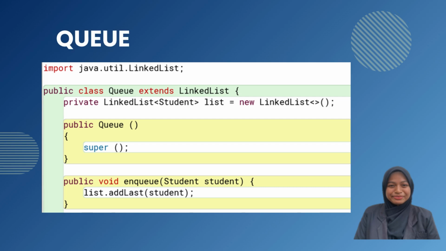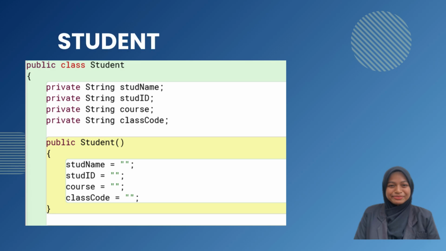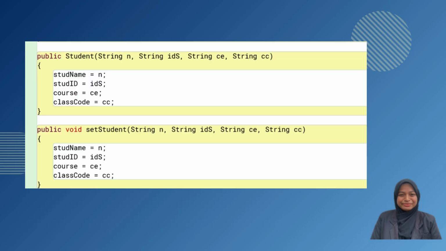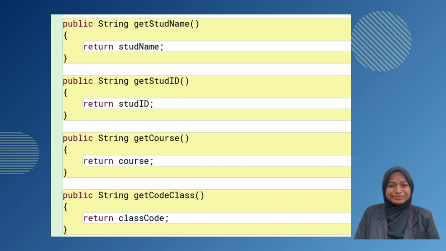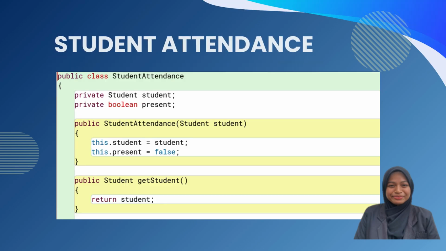We have 5 methods. Constructor and queue. The queue is empty and size. This is our student class. We have private string student name, student ID, course, and class code. We also have default constructor, normal constructor, setter method, getter method, and to display the data, we use toString.